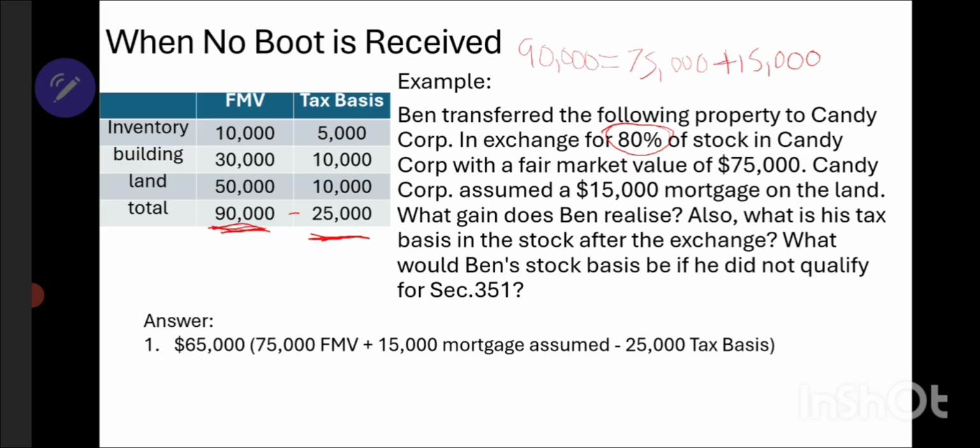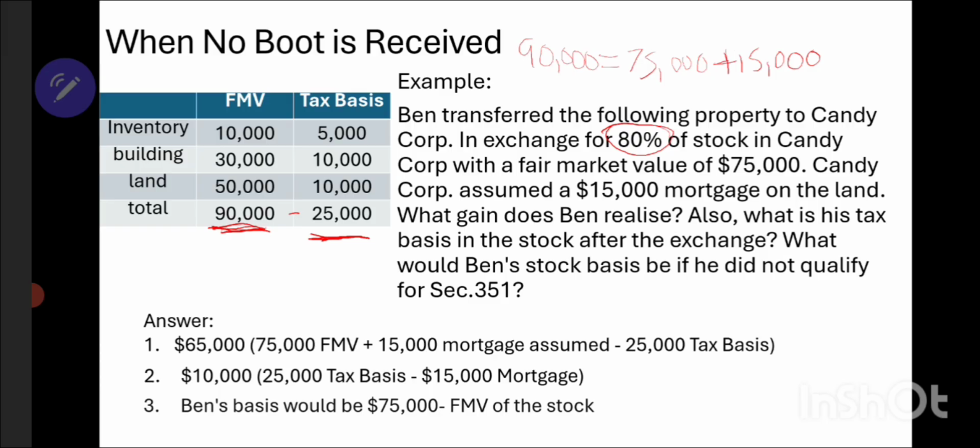Now we want to know, what is his tax basis in the stock after the exchange? Well, he had a tax basis of $25,000. Now, when no boot is received, we're only going to take out $15,000 of the mortgage, okay? That gives us a tax basis of $10,000. Ben's basis, what would his basis be if he didn't qualify for Section 351? His basis would just be $75,000, which is the fair market value of the stock. Yep.